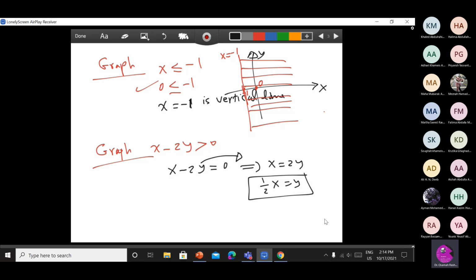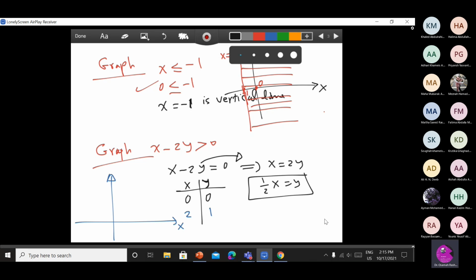I need 2 points to graph this one. The easy way: you put x equal to 0, so you have y equal to 0. Now it is easy to take x equal to 2 to have y equal to 1. Now I have 2 points. I can graph this one, scaling my x-axis. The maximum value is 2, so I have enough space to make it 1 by 1.